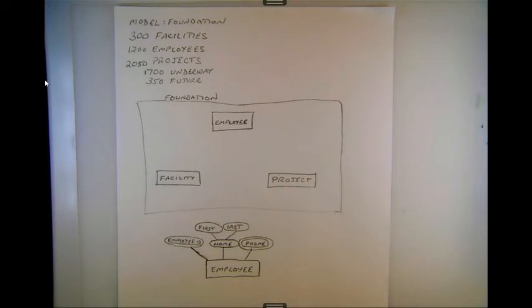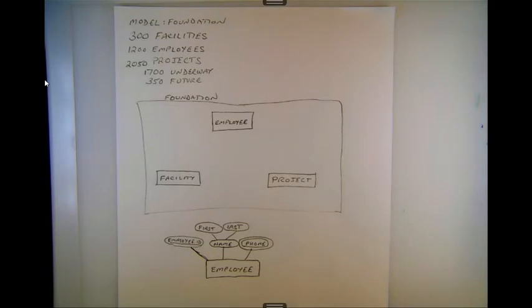All right, so if we look at the top, we are modeling a foundation, right? So we draw this big box and inside it is the foundation. We've read that it's 300 facilities, 1,200 employees, and 2,050 projects, 1,700 that are underway and 350 in the future. So we have 3 entities, and I just drew them out there. Again, you can put them in any sequence in any place that you want.